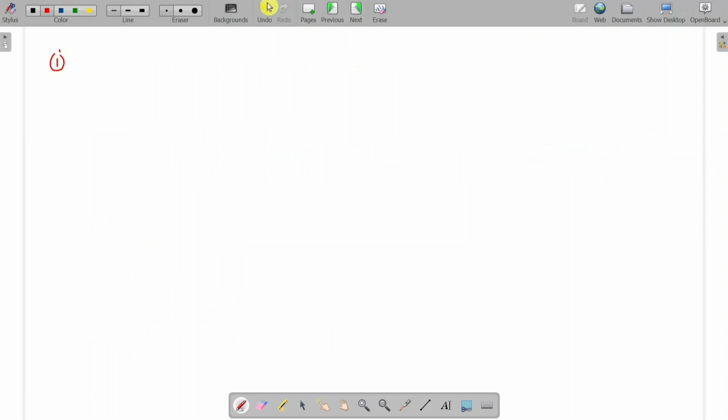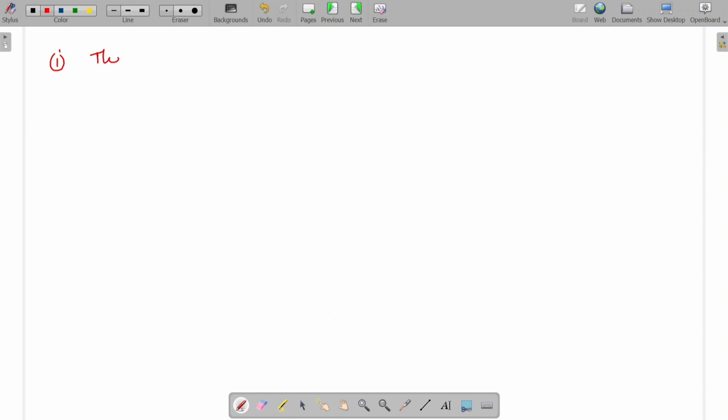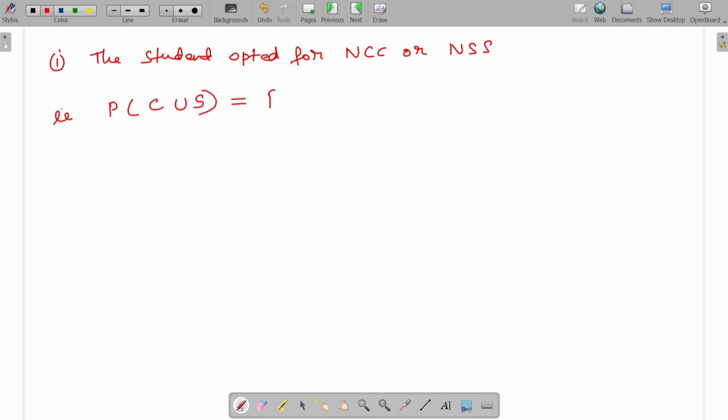So first is, the student opted for NCC or NSS. That means you have to find the probability of C union S. So that will be equal to probability of C plus probability of S minus probability of C intersection S.